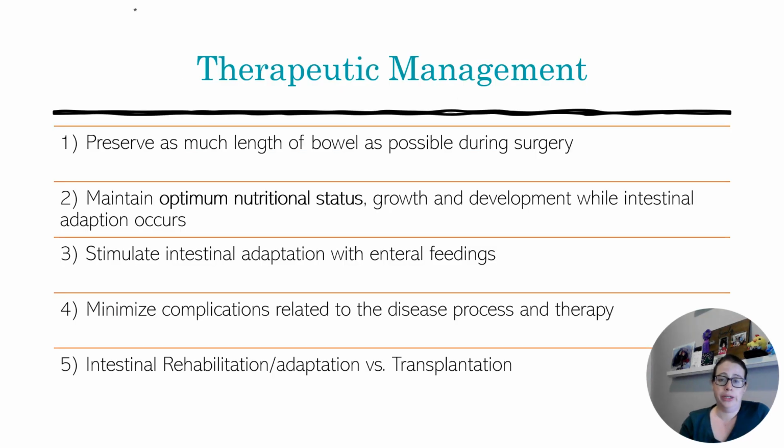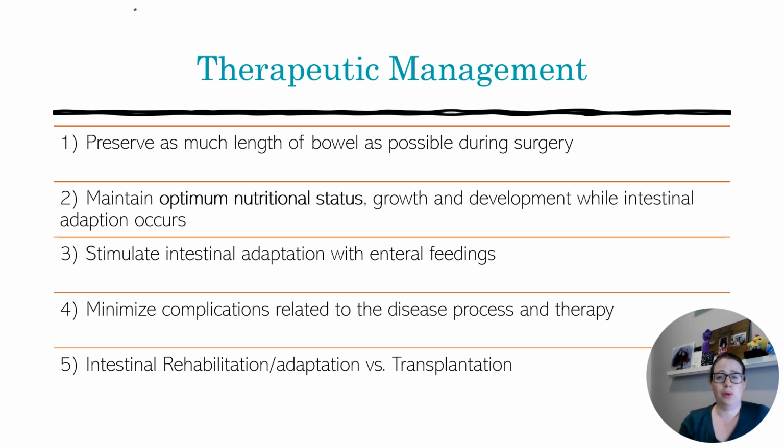So the ideal goal here is to preserve as much of their bowel as we can during any surgery, and maintain optimal nutritional status, because these patients are often young. And as you might remember, nutrition is really crucial to normal growth and development. Intestinal adaptation is this naturally occurring compensatory process that follows extensive intestinal resection. And so what happens here is structural and functional changes will occur in the intestine that can improve nutrient and fluid absorption in the remnant bowel.